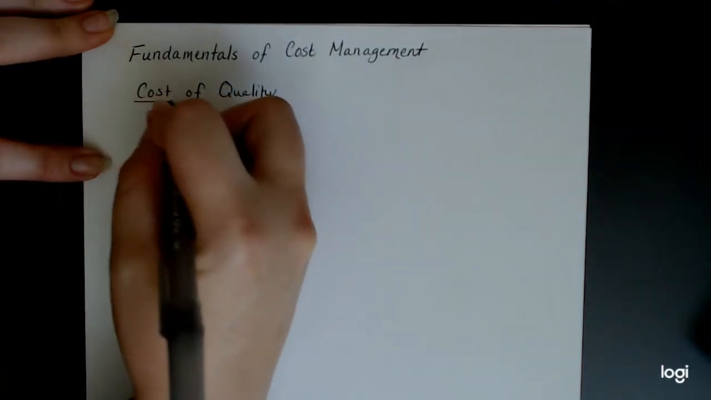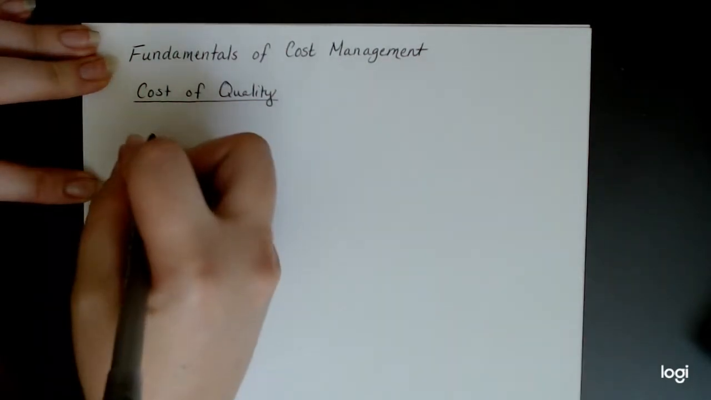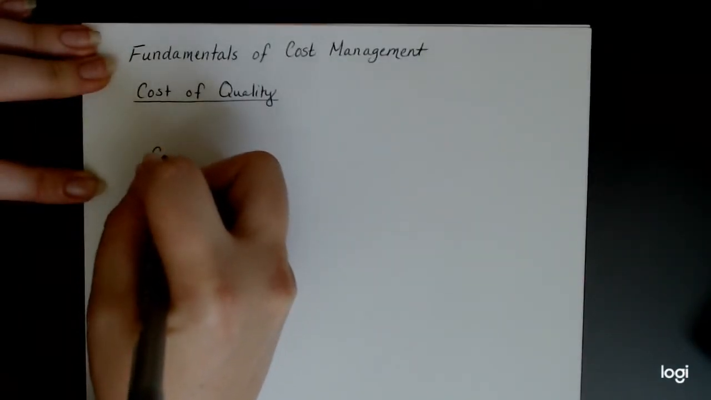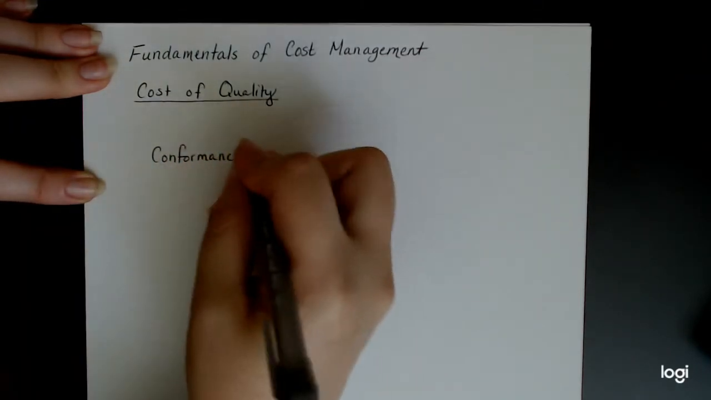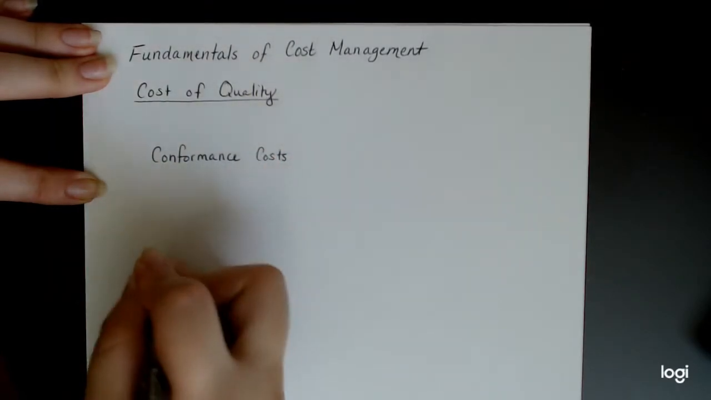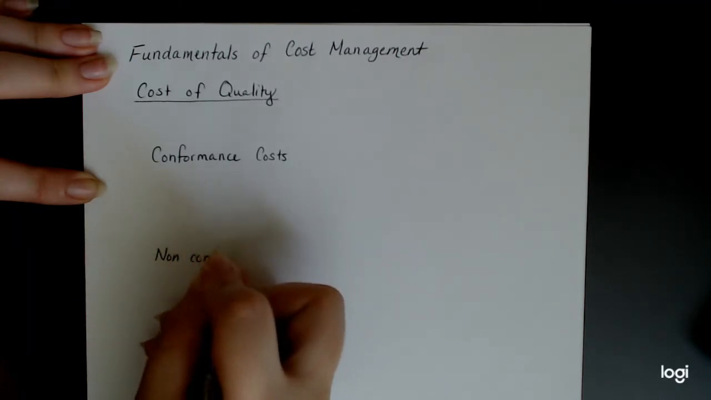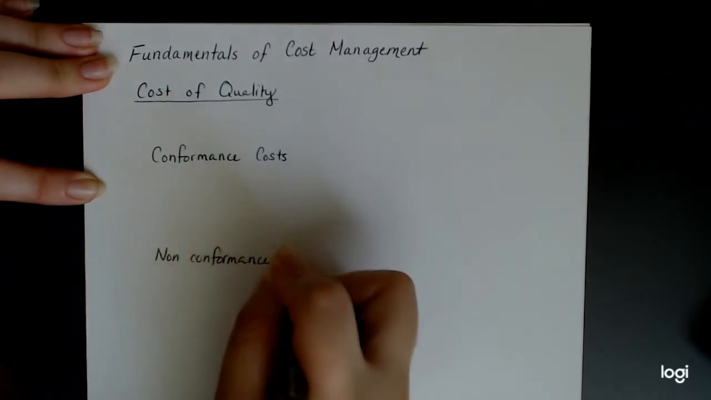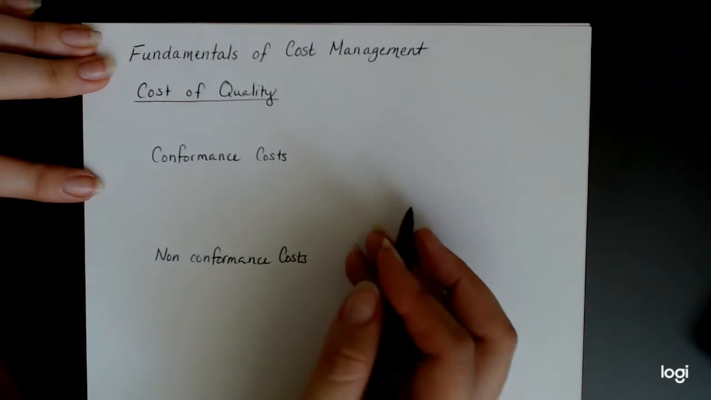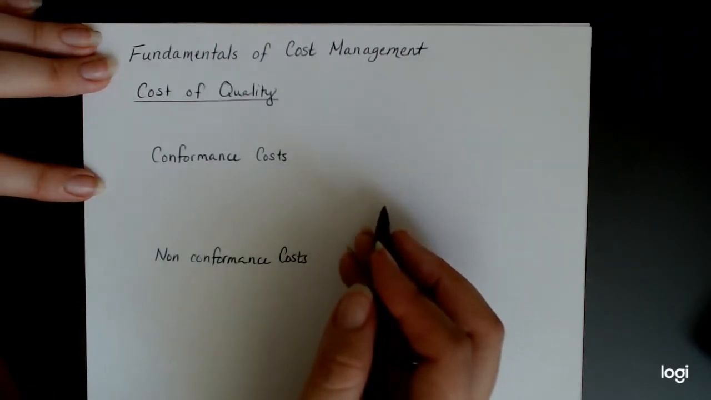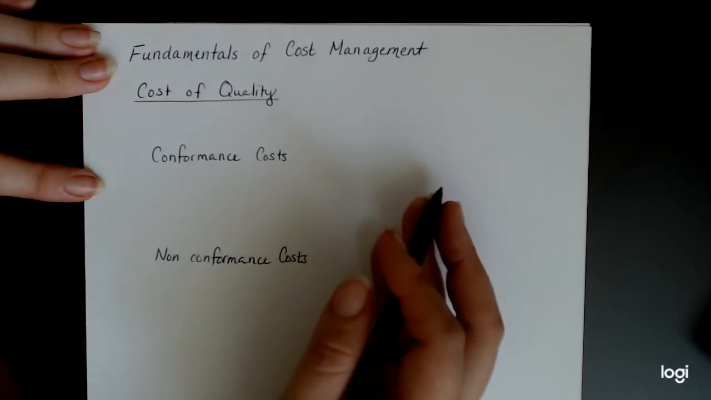Now, if you were taking a look at the cost of quality section of that chapter, you'll notice that it is basically categorized into two main areas. It is conformance costs and non-conformance costs. So when we're dealing with conformance costs, we're basically ensuring that the quality of the goods that we're producing or the services that we're providing do conform to the company's expectations.